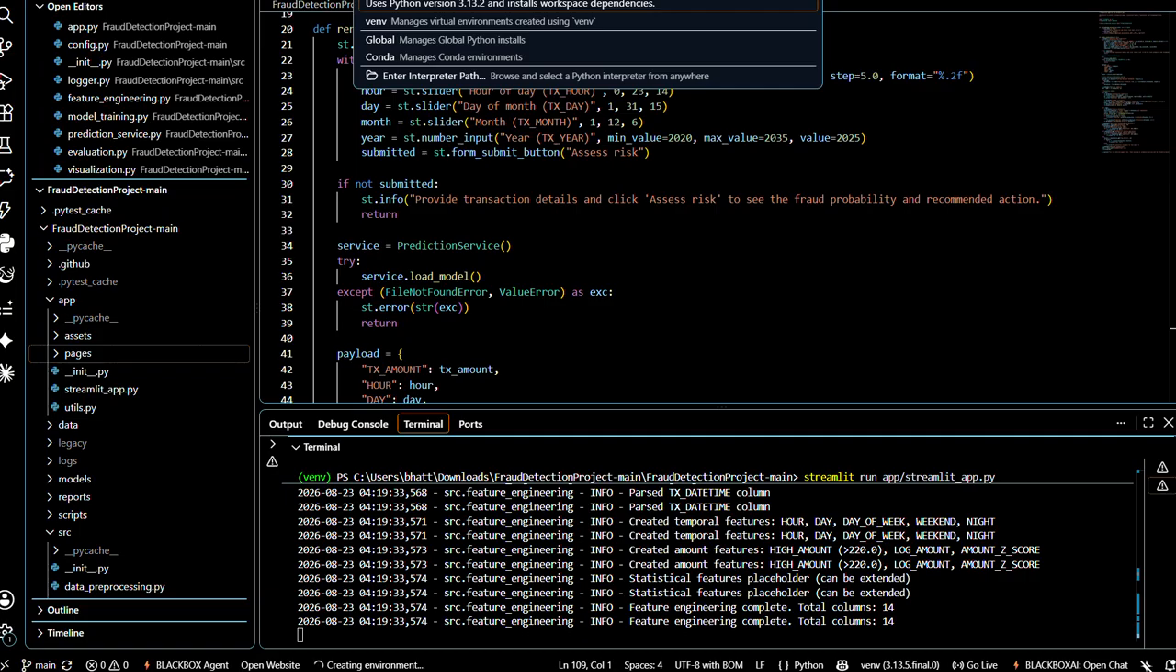The project is structured as an end-to-end machine learning application. The source folder contains pre-processing, feature engineering, model training, and prediction service. The app folder contains the Streamlit interface, while the API exposes the prediction services. I also included automated tests, training scripts, and model artifacts.